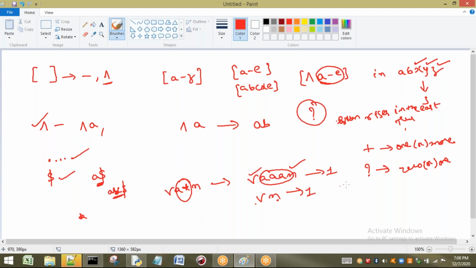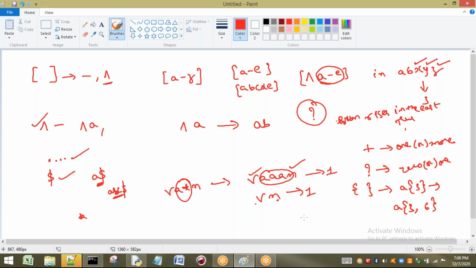Next, we have seen the concept of braces. In this, we can write A{3} with one value. It will check for exactly 3 A's. It will match only 3 A's. If I take two parameters, at least 3 and at most 6, that means in between 4 and 5 will also be considered.